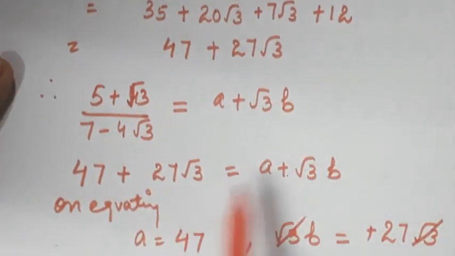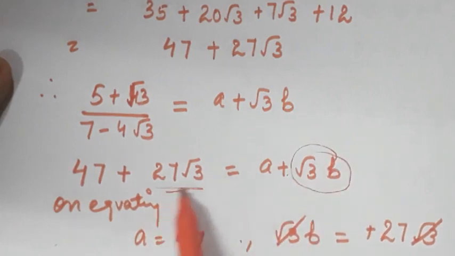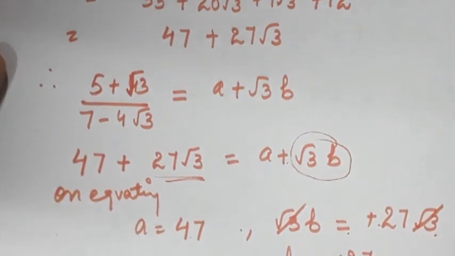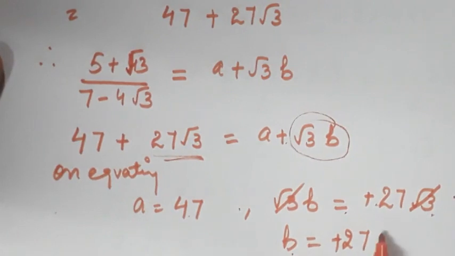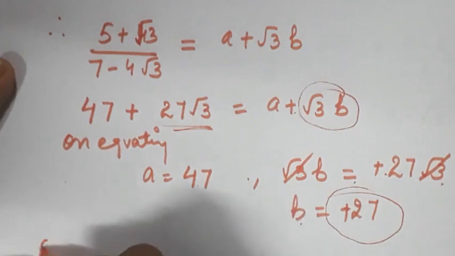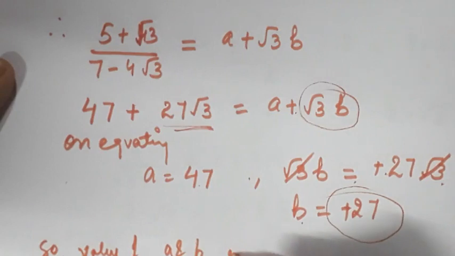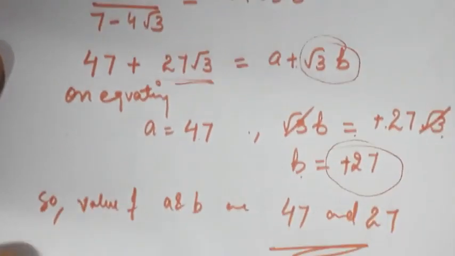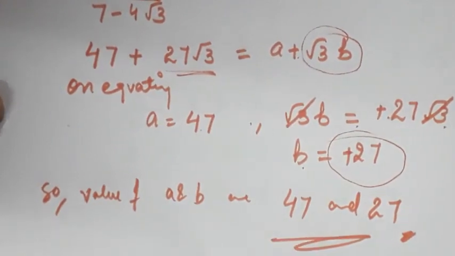As I am writing here, a I got 47, and this second term I equate with this, that is root 3 b is equal to 27 root 3. Root 3 cancels out and I am left with b equal to 27. So I can write here that the values of a and b are 47 and 27. Okay, I hope you all have understood. If not, please go through the video once again.